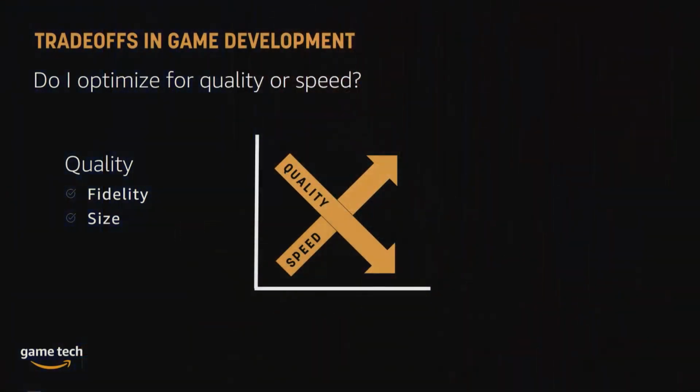These things have an inverse relationship. The faster I want something, probably the lower the quality is going to be. The higher quality I want, the longer it's probably going to take. So on the quality side of things, I have fidelity and size. I think these are becoming more and more important as we talk about immersive, realistic experiences.